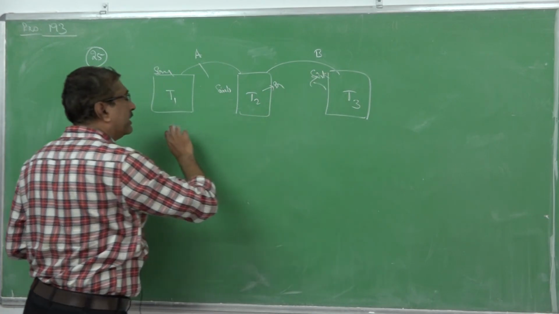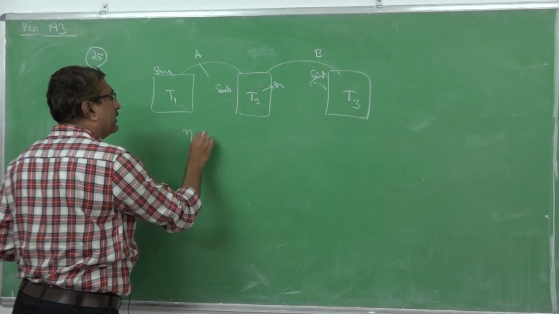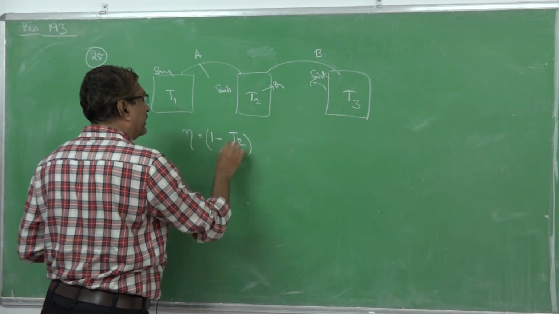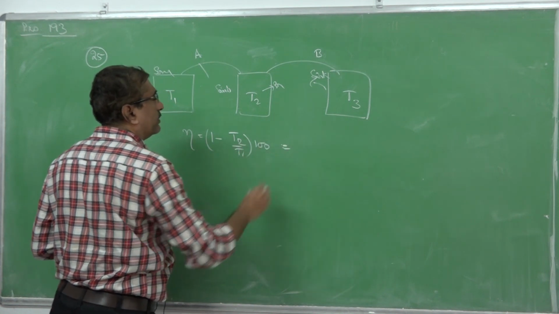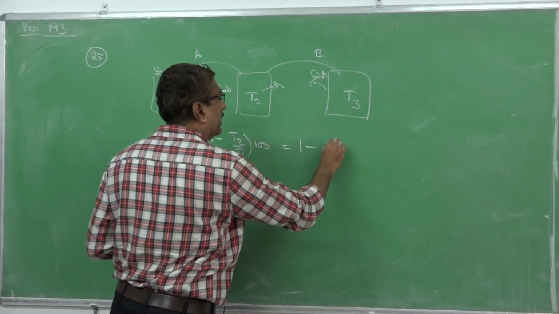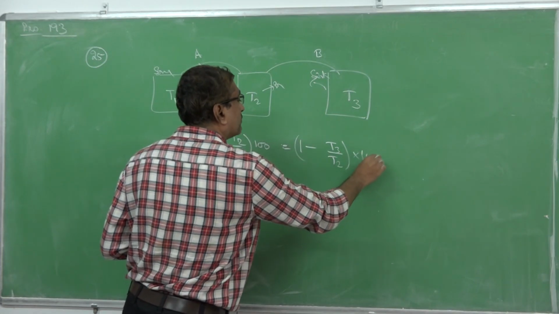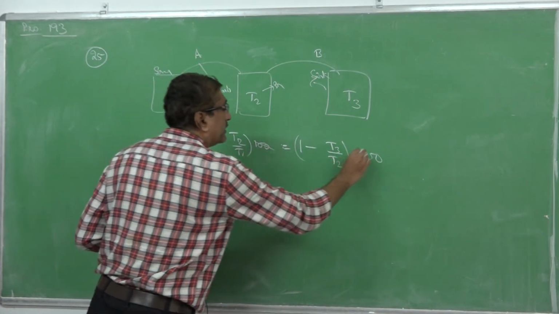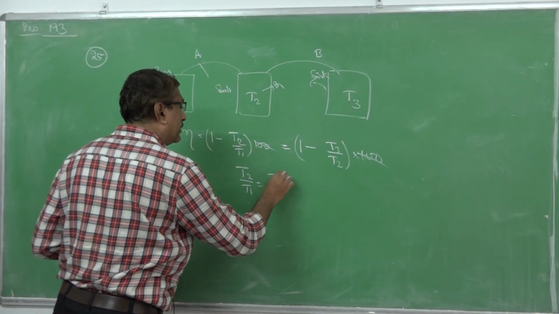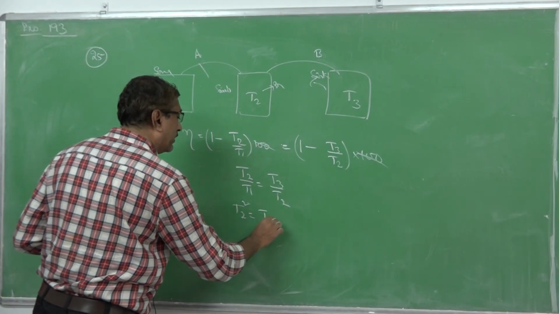Now given that the efficiencies of both are equal, writing the efficiency for this one, eta is equal to 1 minus T2 by T1 into 100, that is equal to, in this case, 1 minus sink temperature T3 by source temperature T2 into 100. So 100 cancels, 1 cancels, that is T2 by T1 is equal to T3 by T2. So T2 square is equal to T1 T3.